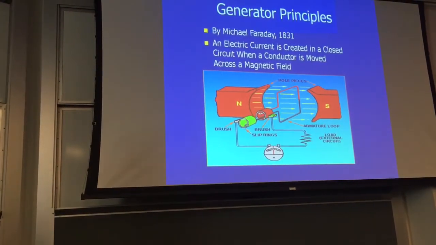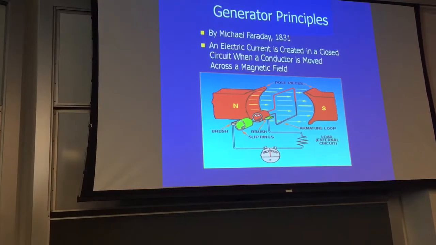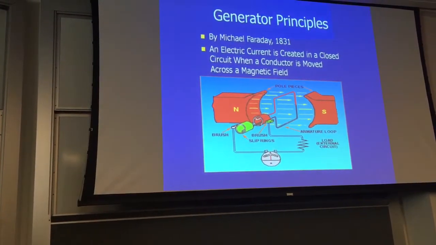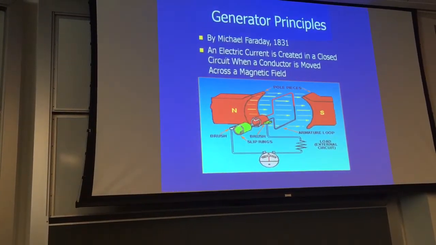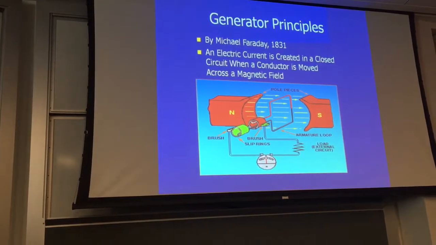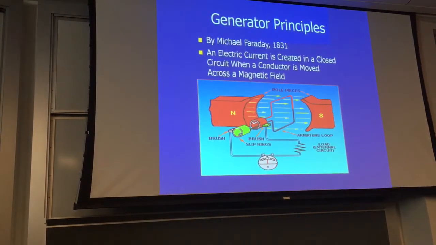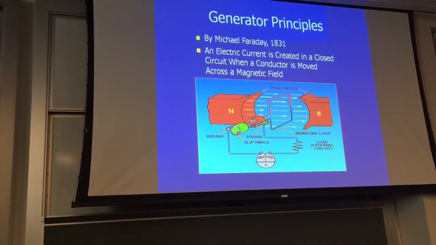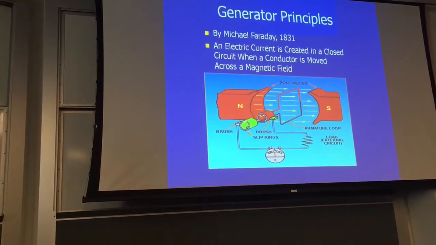Back in the day, Michael Faraday somehow was playing around and discovered that if you take a conductor with a closed circuit and move it through a magnetic field, current will flow. And that has led us to the industry where we are today.